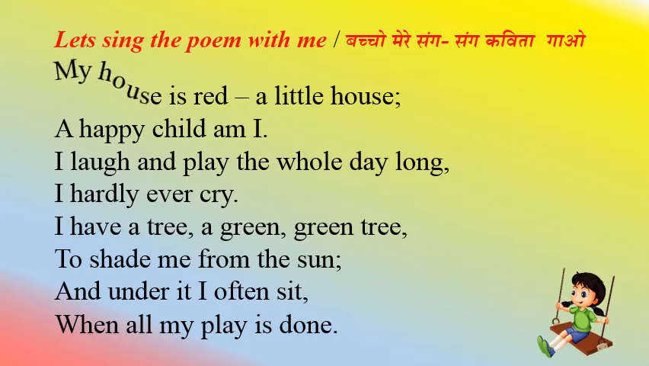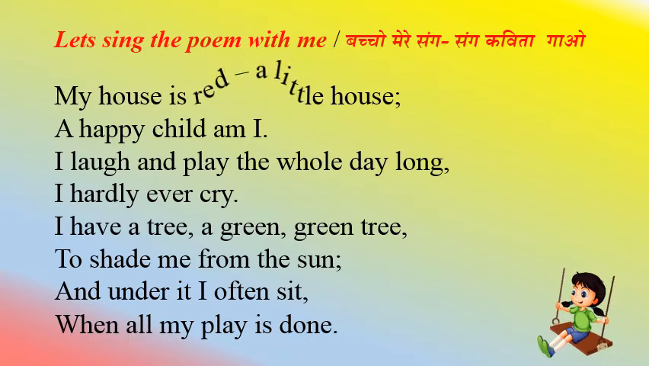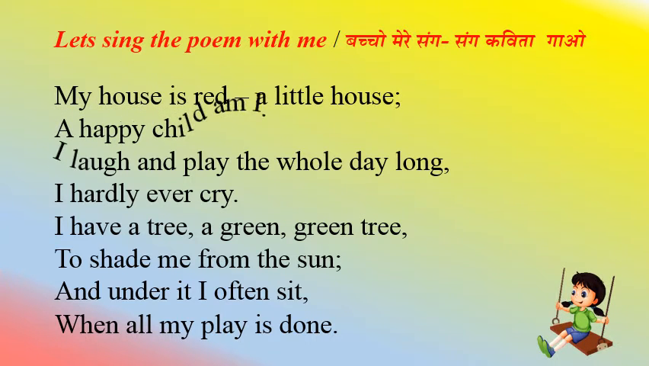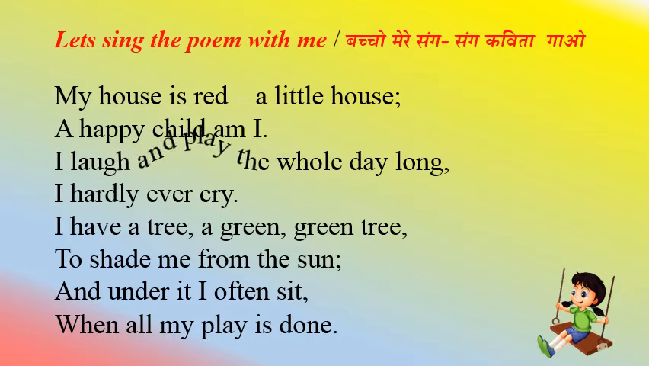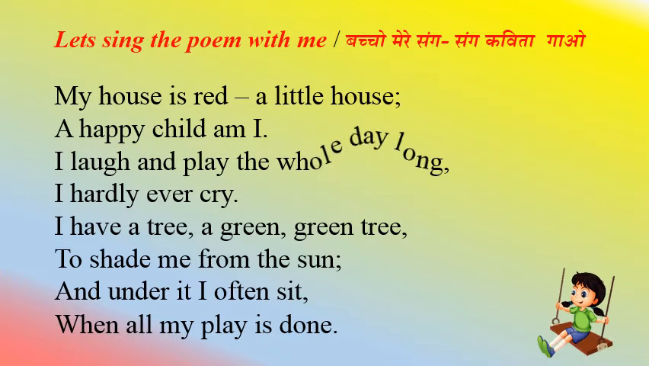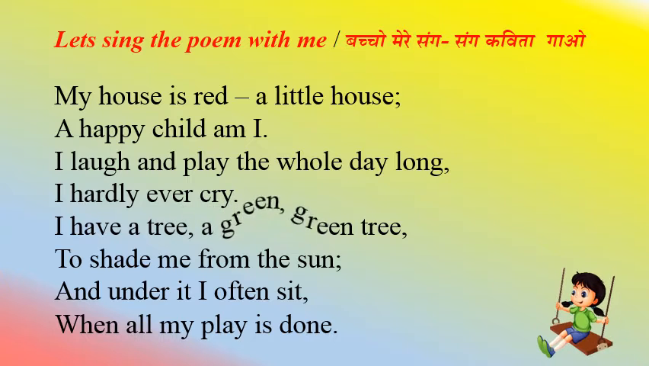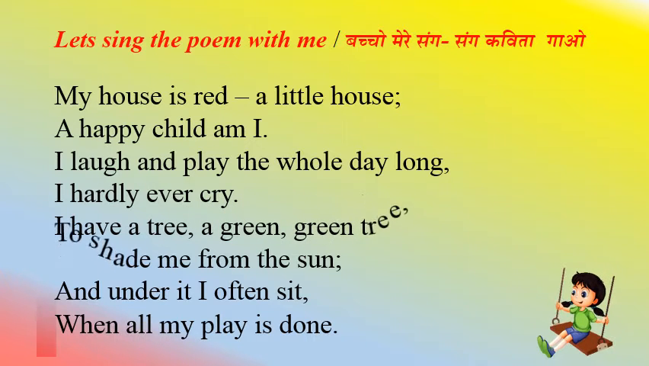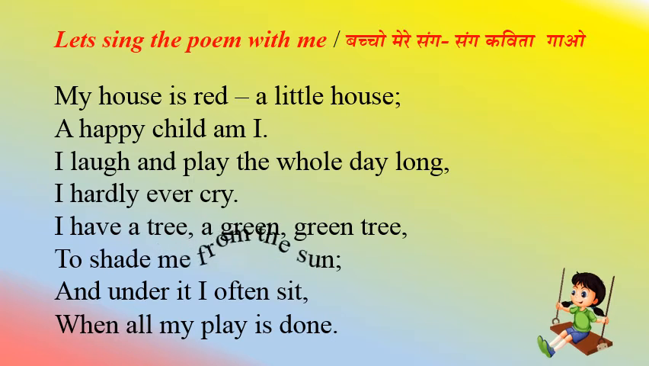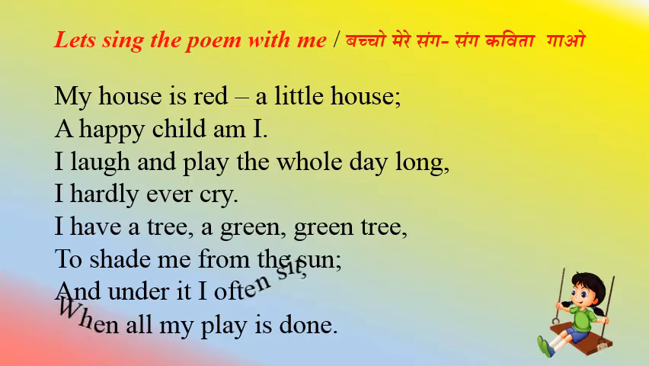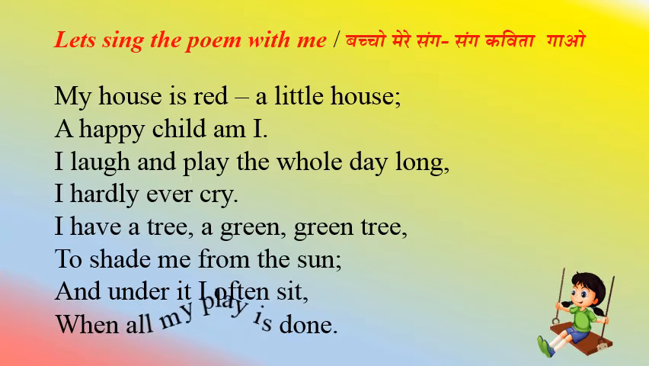Children, let's sing the poem with me. My house is red, a little house, a happy child am I. I laugh and play the whole day long, I hardly ever cry. I have a tree, a green, green tree, to shade me from the sun. And under it, I often sit, when all my play is done.